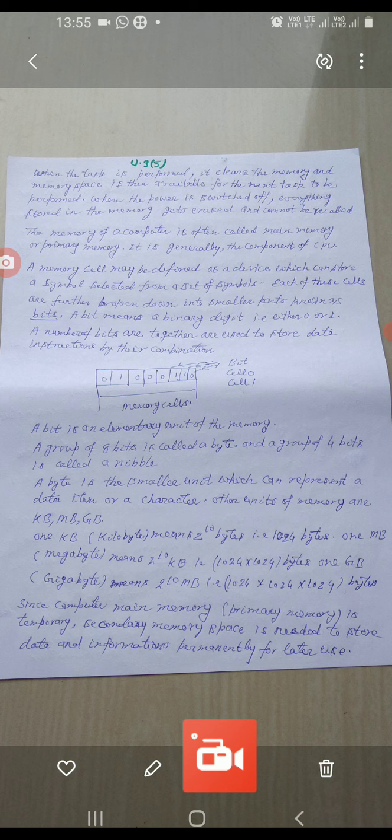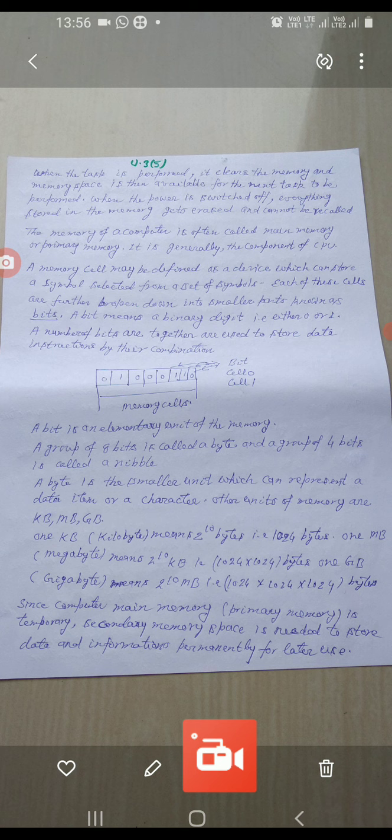Other units of memory are KB, that is kilobyte, MB, megabyte, and GB, that is gigabyte. 1 KB means 2 to the power 10 bytes, that means 1024 bytes. 1 megabyte means 2 to the power 10 kilobytes, means 1024 into 1024 bytes. And 1 gigabyte means 2 to the power 10 megabytes, that means 1024 into 1024 into 1024 bytes.